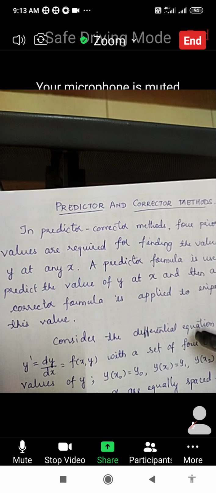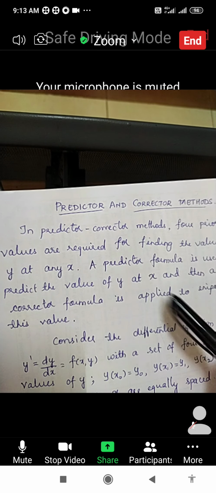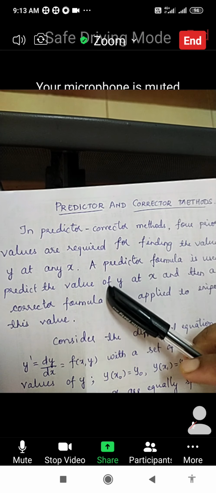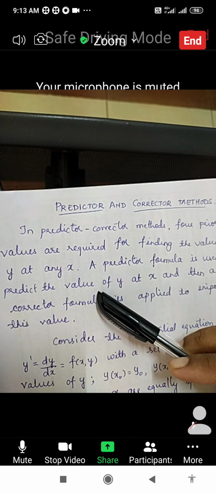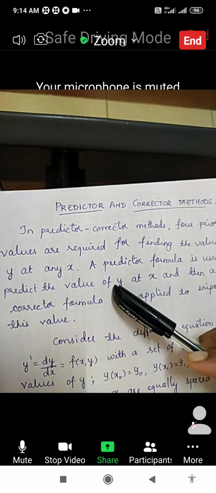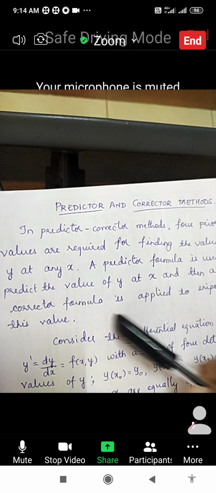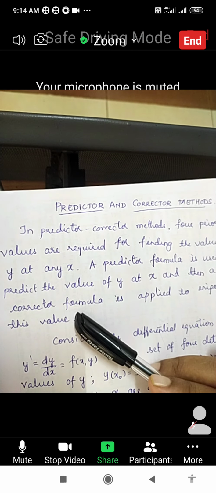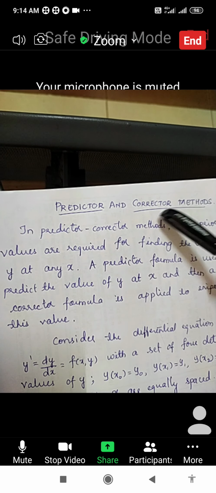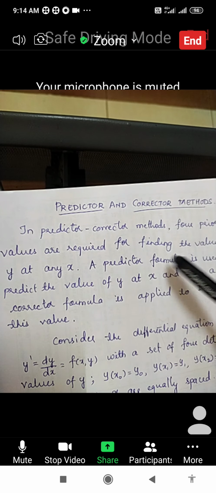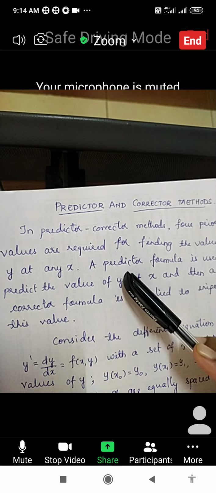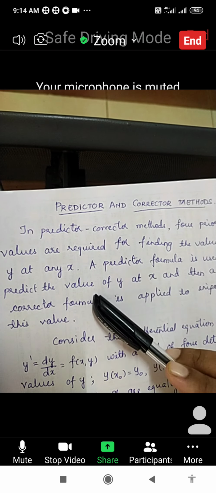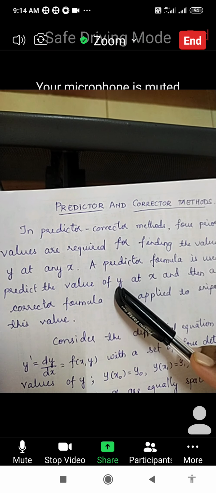Got the thing? Because here there will be some error, in the sense it will not be the exact value. When you apply a predictor formula, you'll get some answer that will have some difference from the correct answer, and that will be corrected or improved by this corrector formula. Got it? So if you want to apply the predictor corrector method, you should have one differential equation and 4 sets of values. And it has 2 parts. The predictor formula will predict the value and the corrector formula will improve this value.